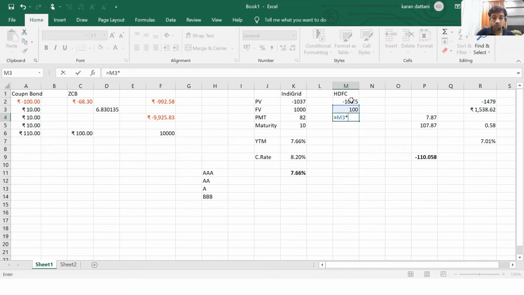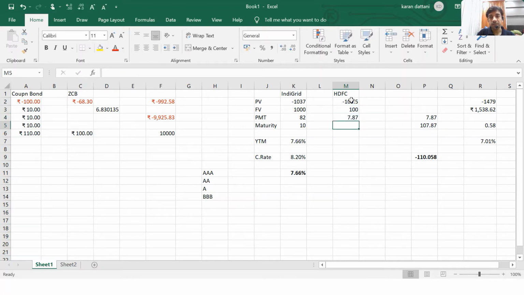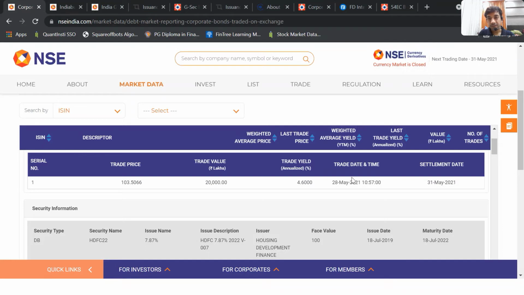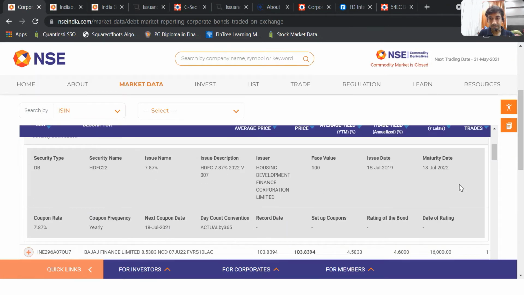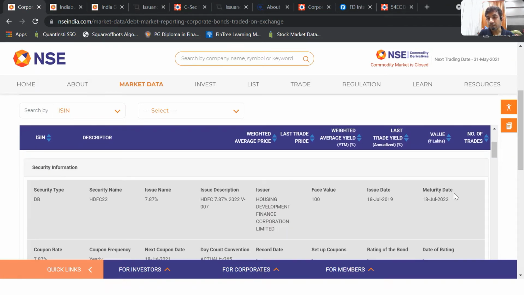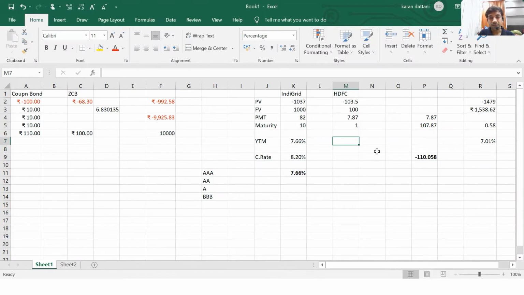this into 7.87%, and maturity is just 1 year that's left right now. All right, it's 2021 and maturity date is 22. So that's just 1 year left. Now you can just use the same formula to calculate, and this is going to be your yield for that bond.